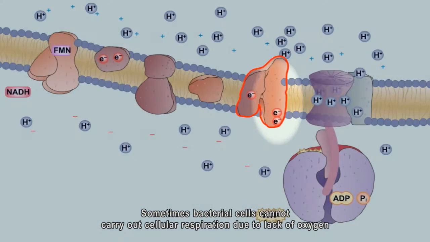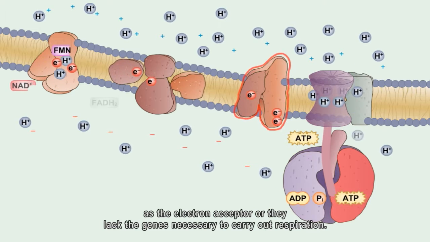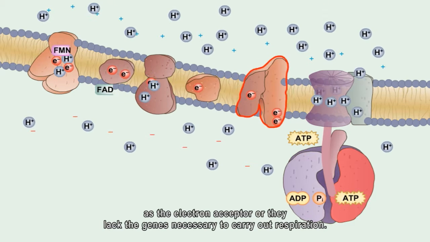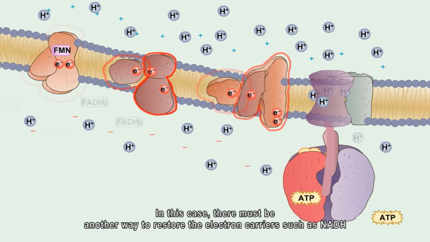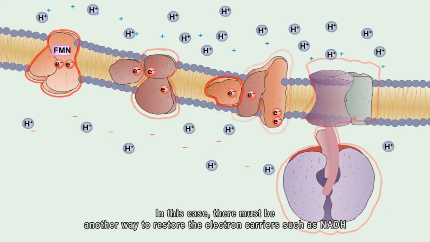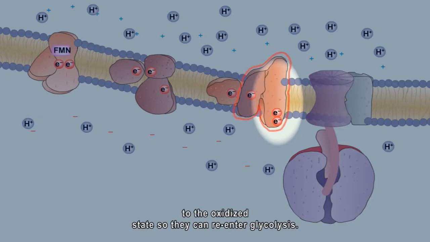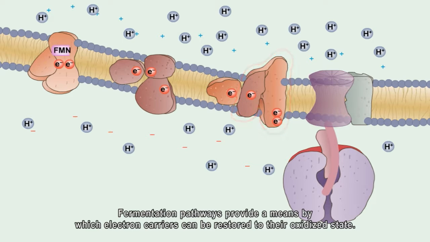Sometimes bacterial cells cannot carry out cellular respiration due to the lack of oxygen as the electron acceptor, or they lack the genes necessary to carry out respiration. In this case, there must be another way to restore the electron carriers such as NADH to the oxidized state so they can re-enter glycolysis. Fermentation pathways provide a means by which electron carriers can be restored to their oxidized state.